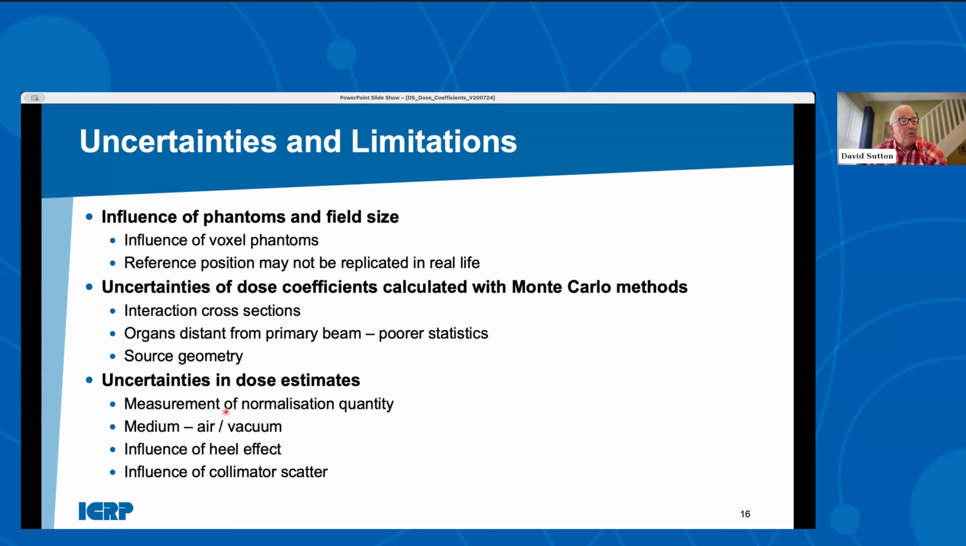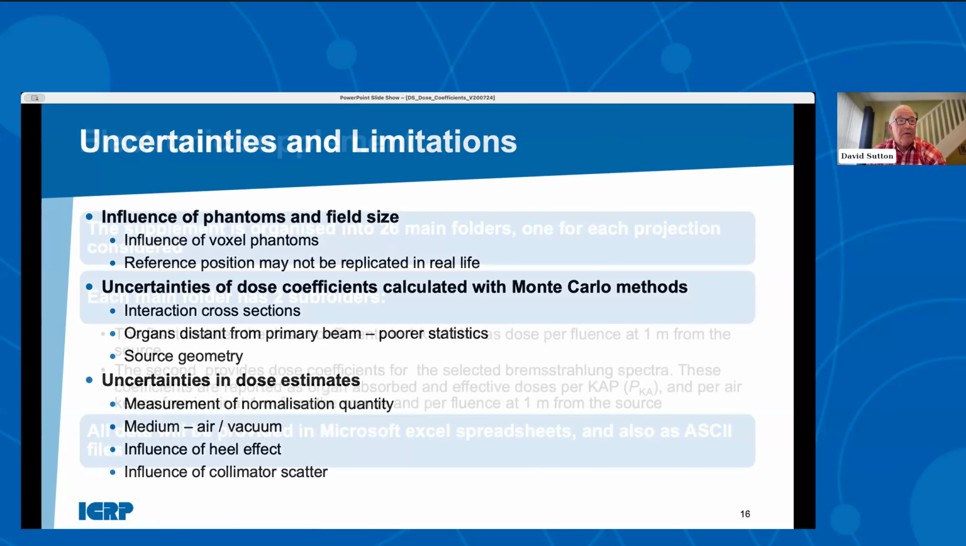For example, measurements of normalization quantity. There's a very big uncertainty in measurement of CAP. Use of the medium's size, some of the underlying assumptions that we make in the report, things like the influence of heel effect and so on. So all of these are discussed in chapter 7 of the report, and we'd be interested indeed in your views of this. I haven't got time really to cover them because there are quite a few to talk about.